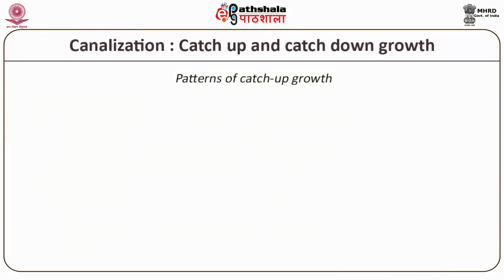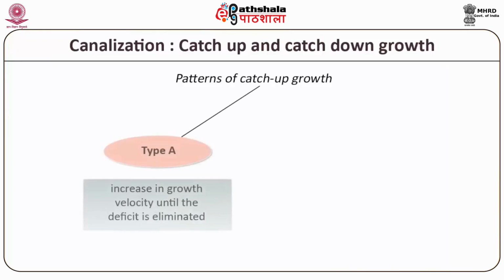What are the patterns of catch-up growth? Tanner has described distinct temporal patterns of catch-up growth following pre- or postnatal growth restriction. The Type A pattern is characterized by a transient increase in growth velocity until the deficit is eliminated, followed by normal velocity when the normal growth curve is achieved.